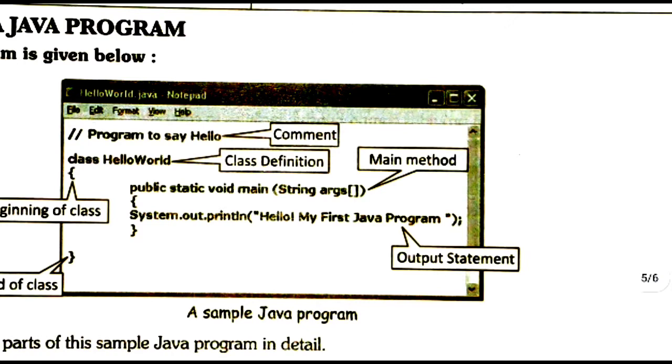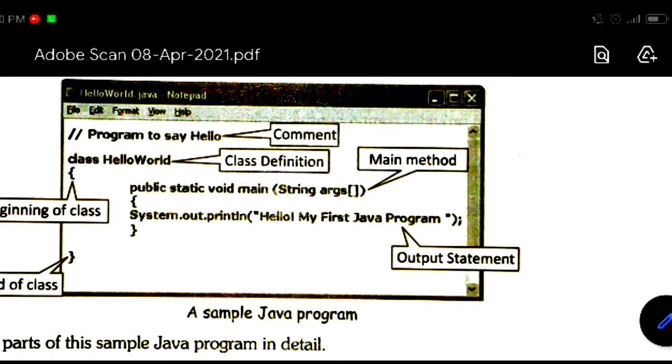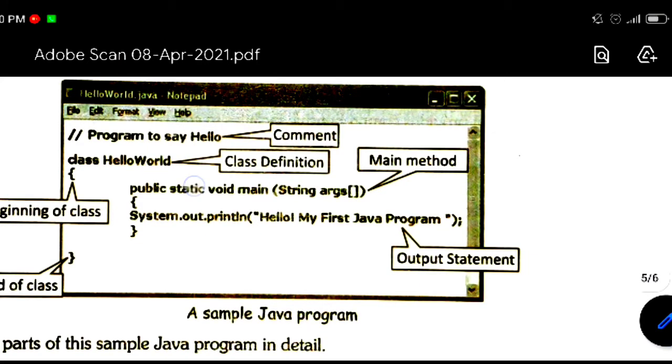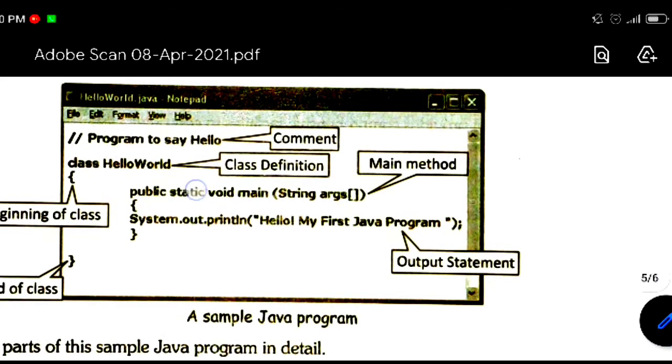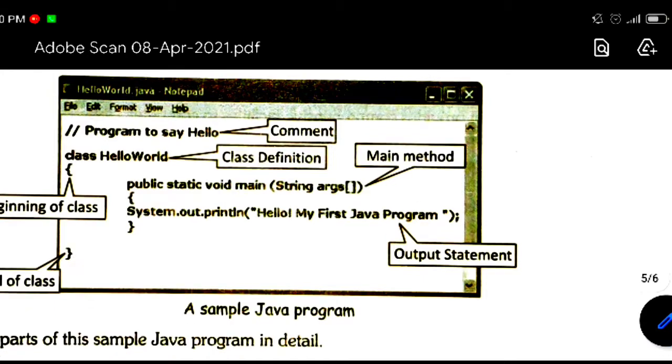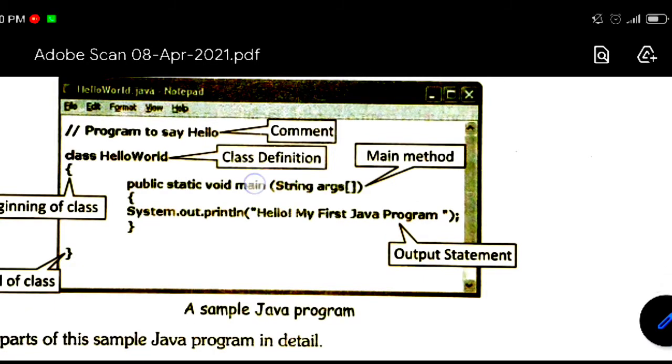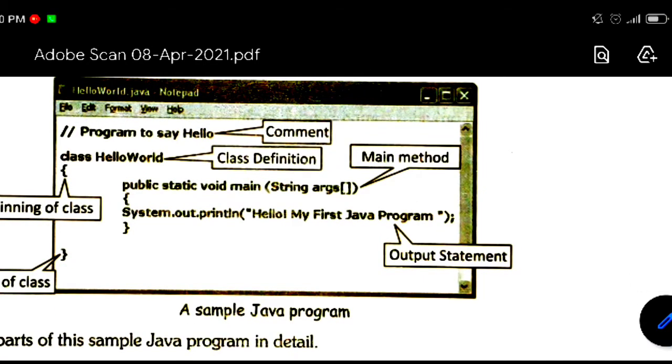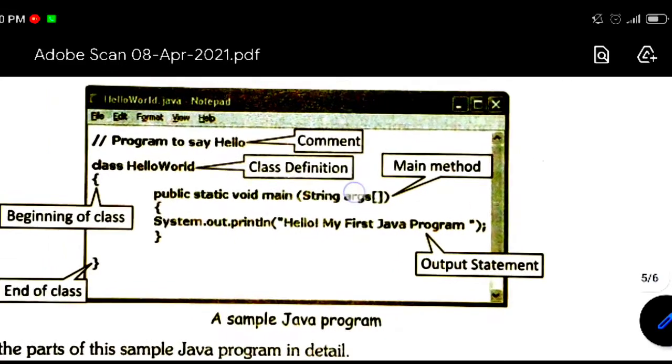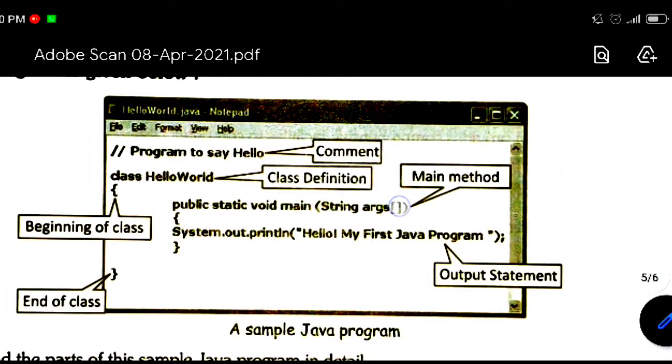Static means this function is a static function, and a static function belongs to the class, which is HelloWorld. Static means the main function belongs to the HelloWorld class, because the static keyword is used. Void is the return type of this method, and main is the name of this method, and these are the parameters of the method. Here String type args is written. These are the string type parameters.